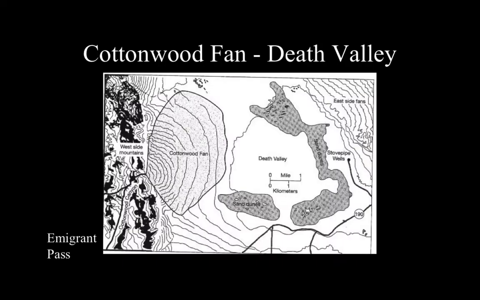So when we look at Stovepipe Wells and the sand dunes that occur in Death Valley here, the criteria are met. We have the Emigrant Pass, which is coming over here from the west into the valley. Wind speeds can be channelized through these wind gaps, and the wind speeds can get quite fast. They'll come down this Cottonwood Canyon and blow across this alluvial fan, a fan-shaped pile of sediment. And then that sand gets picked up and deposited on the other side of the valley, forming these dunes.